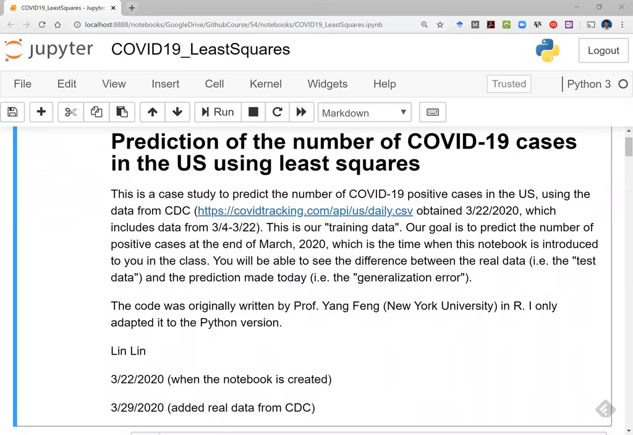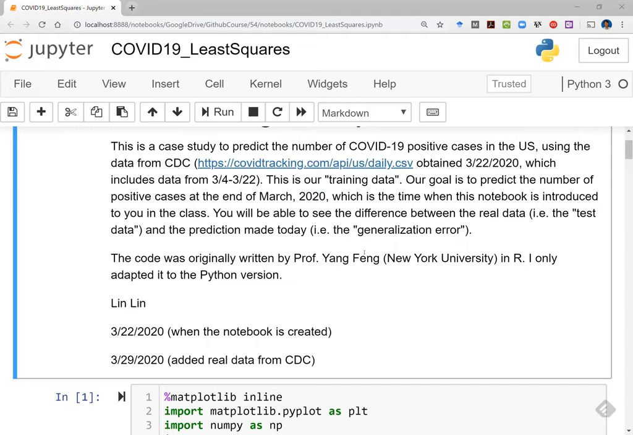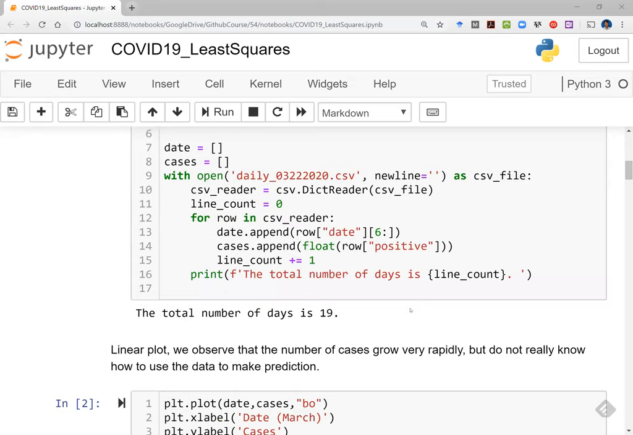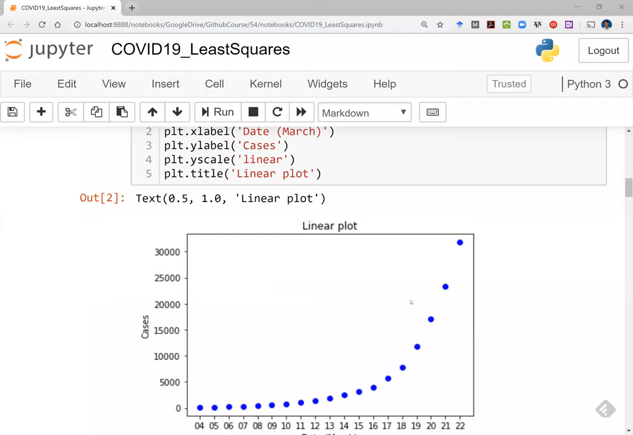So this was originally written by Professor Feng from the School of Public Health in New York University, written in R because he's a statistician. I only adapted it to the Python version. And last night, I added the real data from CDC till March the 29th. So the code is not important. That's not the focus of this lecture. But I will upload the notebook to the website, as well as the data. So if you're interested, you can reproduce it.